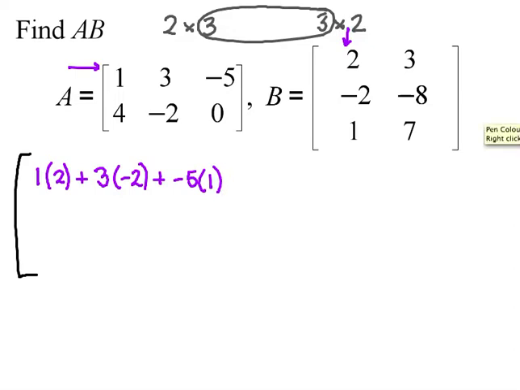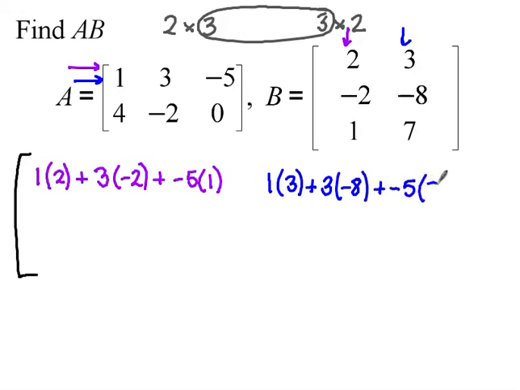Now we've got to go ahead and do row 1 times column 2. One times 3 plus 3 times negative 8 plus negative 5 times 7. So once again, first times first plus second times second plus third times third. So where are we going to move to now? Second row, first column.